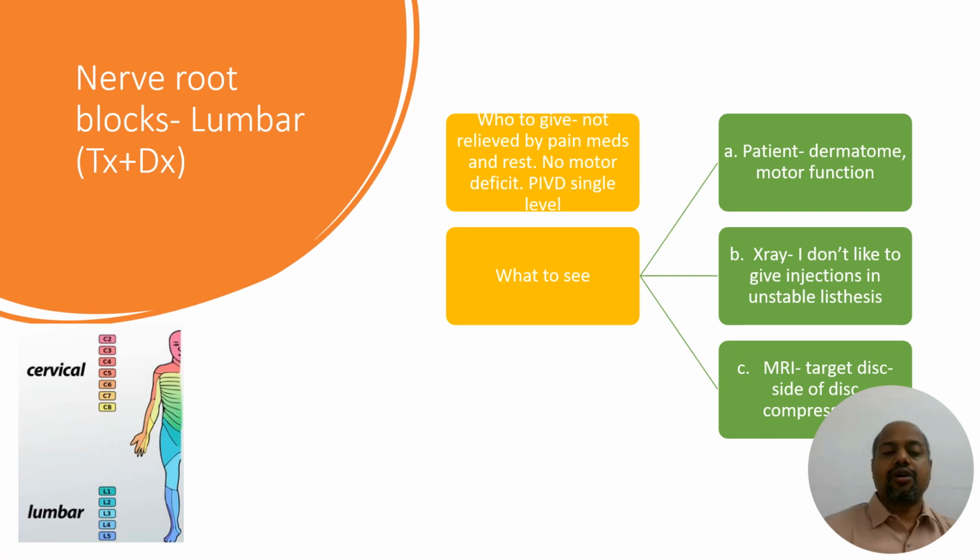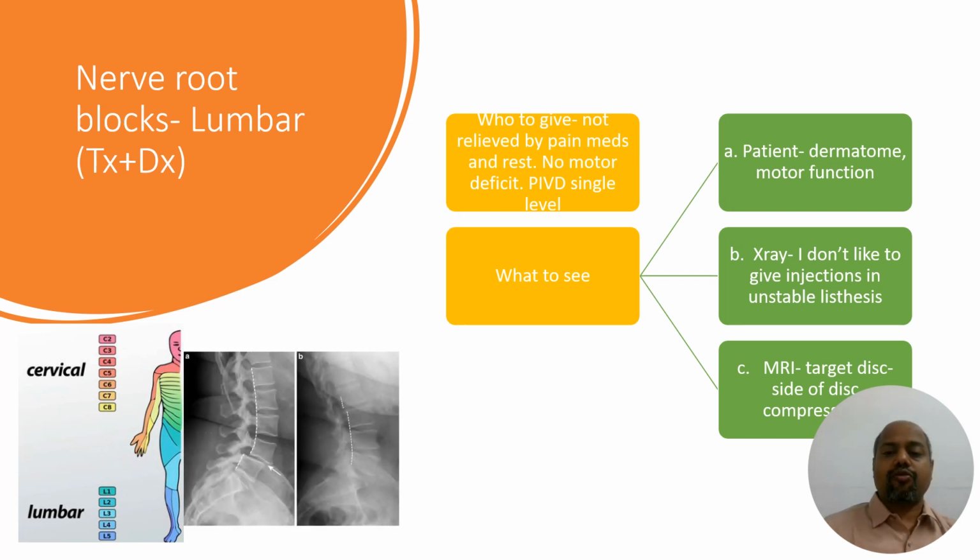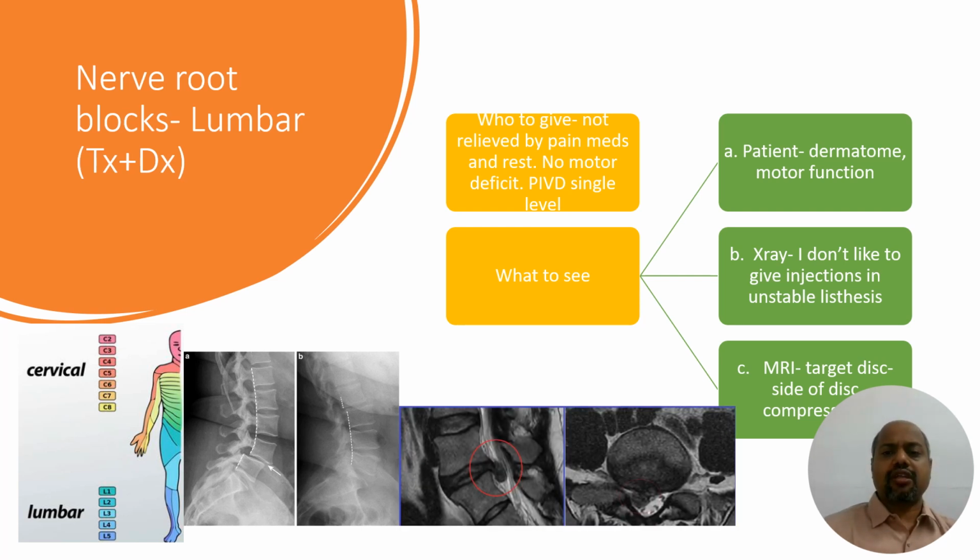Similarly, you need to do an X-ray to find out if there is any unstable listhesis, in which I generally don't tend to give injections, because these are mechanical problems which need mechanical fixation to solve. Lastly, you need an MRI to see the target disc and the side of the disc compression, whether it is on the left or the right side. Okay.